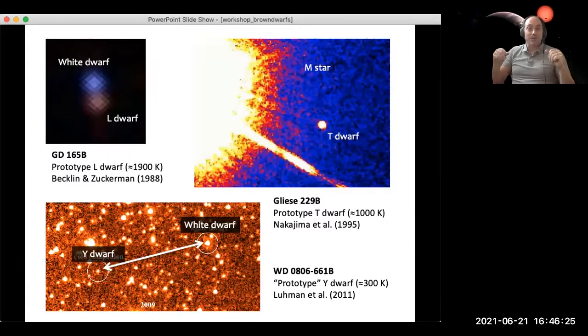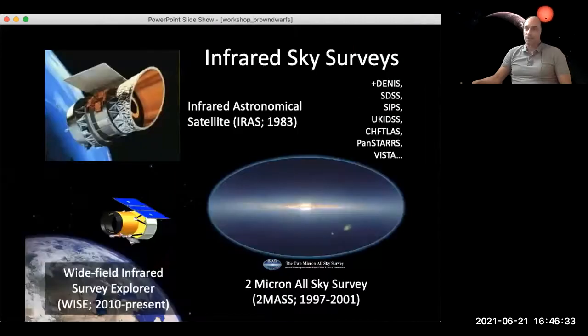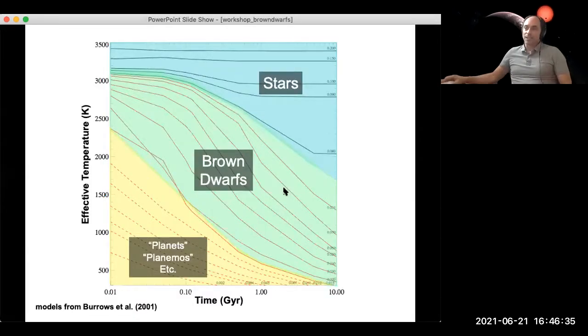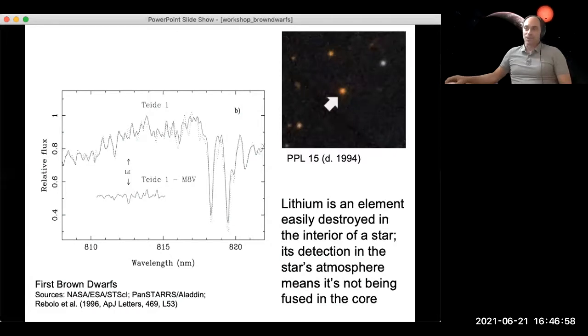But of course, we've also found these objects as isolated objects on their own. One of the ways that we've done this, for example, let me go back a little bit. If I go back to this evolutionary plot, here is the sweep of brown dwarfs. And of course, when they get old, they get very, very cold and hard to see. But when they're young, they're actually quite warm. So if you can find brown dwarfs when they're younger than say 100 million years, they might actually be bright enough to see with regular instrumentation. And that's the case for both of these objects, PPL-15 and T8A1.